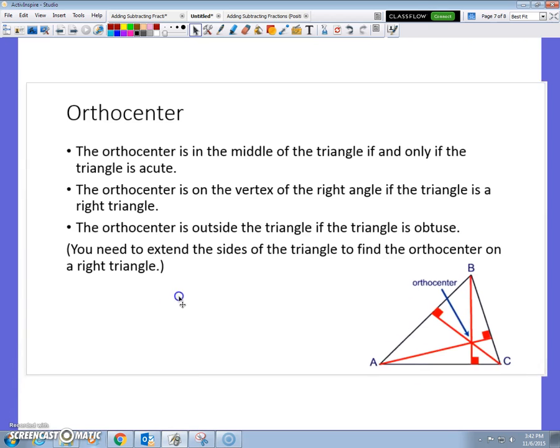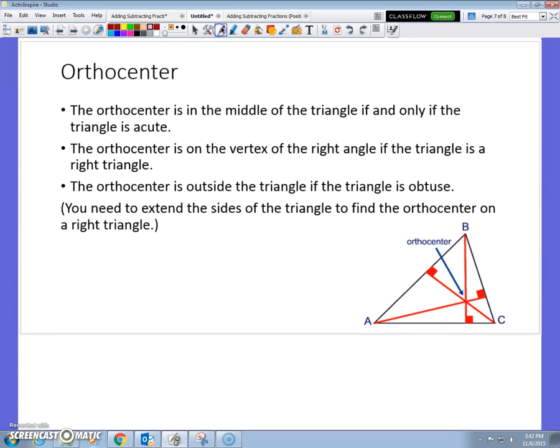If I had a right triangle, I've got a nice right triangle here. Okay, there's my right angle. The right angle with its opposite side would actually be right on this point. And the opposite side to him would be right there. Its right angle would actually be on this point. So on a right triangle, the orthocenter is actually on the right angle itself, whatever point that is. So if this is D, E, F, the orthocenter of this thing would be right at E.